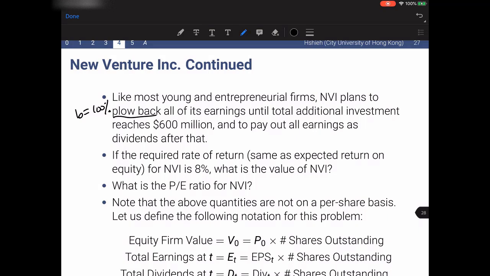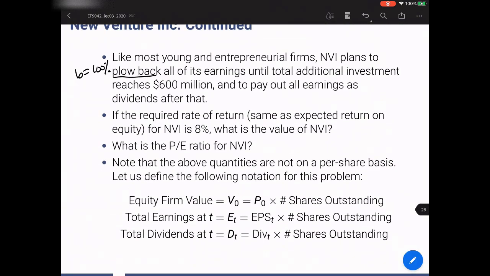Given the required rate of 8%, as you know from the 7% ROI in the previous slide, we know that continuing to invest in this project will be unprofitable, or it will yield negative NPV. So that's why it will pay out all of its earnings after it reaches the 600 million target. All right. So what this question is asking you is, what is the P/E ratio for NVI? And let's map out what the growth path of this firm looks like over each year.